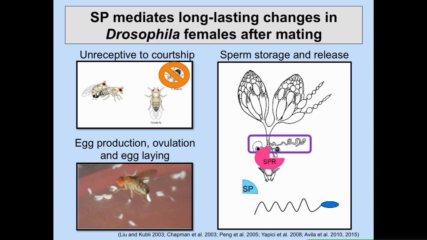So sex peptide is a protein that is transferred from the male to the female along with sperm in the seminal fluid. Once in the female reproductive tract, it attaches to sperm tails and is stored along with sperm in the female sperm storage organs. Over time, after mating, sex peptide is released from the sperm tails and moves to interact with sex peptide receptor, its receptor in the female reproductive system.